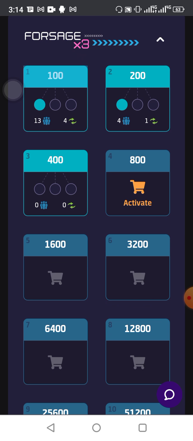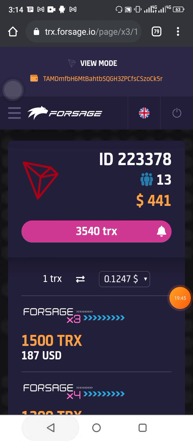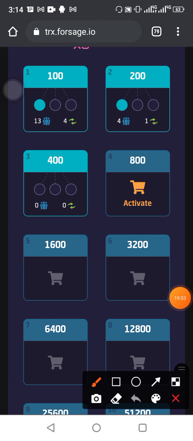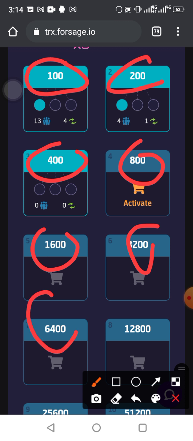So when they sign up, some people may activate level 1, level 2, level 3, level 4, level 5, level 6, level 7 at once. Even before they sign up at least one person to the system, they will activate it. So it's possible to activate as many levels as possible.